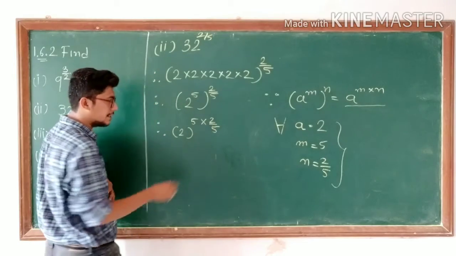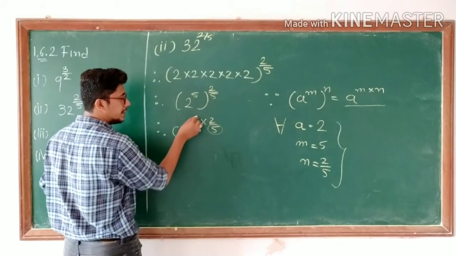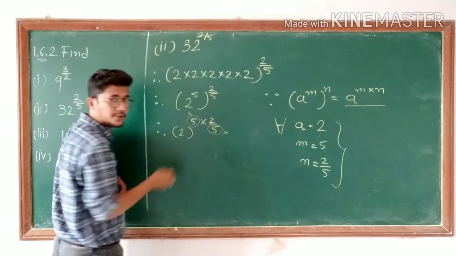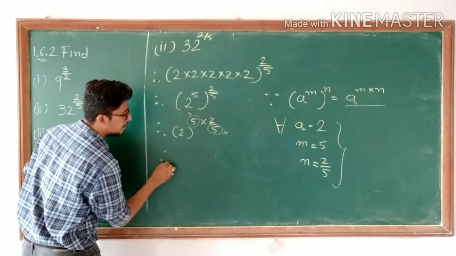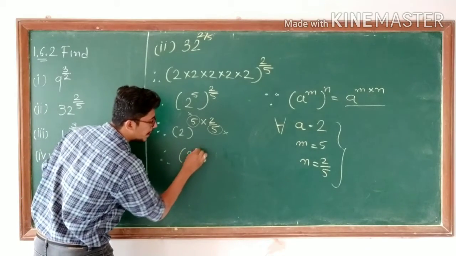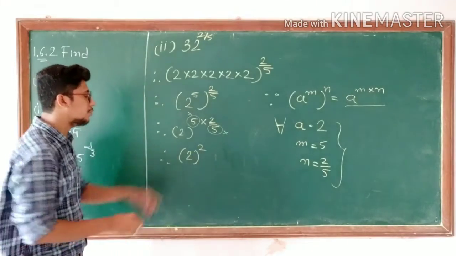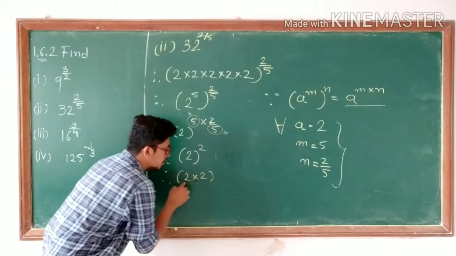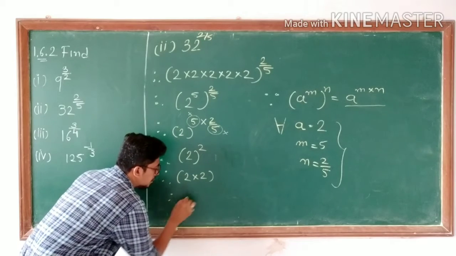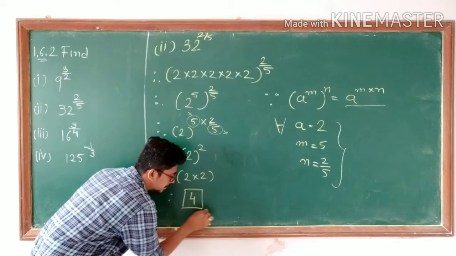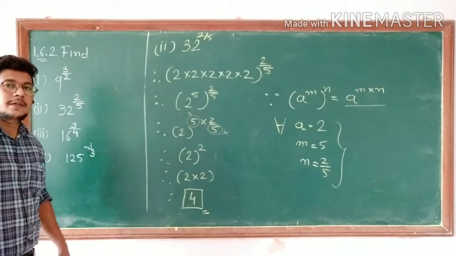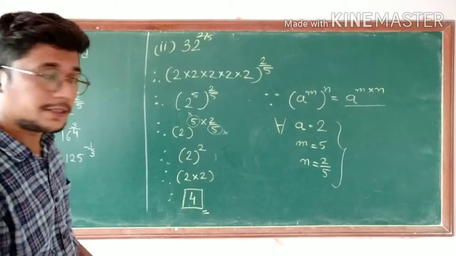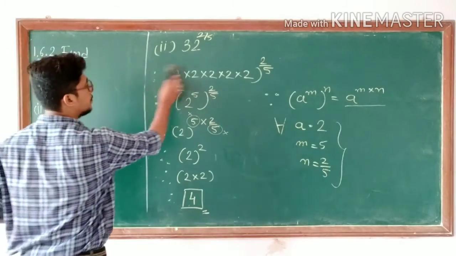Yes or no? Yes. This 5 in the denominator and this 5 in the numerator are the same, so we can cancel it out. So here the value you are getting is 2 to the power of 2. Can we write 2 to the power of 2 as 2 into 2? 2 2s are 4. So the answer is 4. This problem is also pretty easy. Okay, so quickly we are moving on to the third problem.